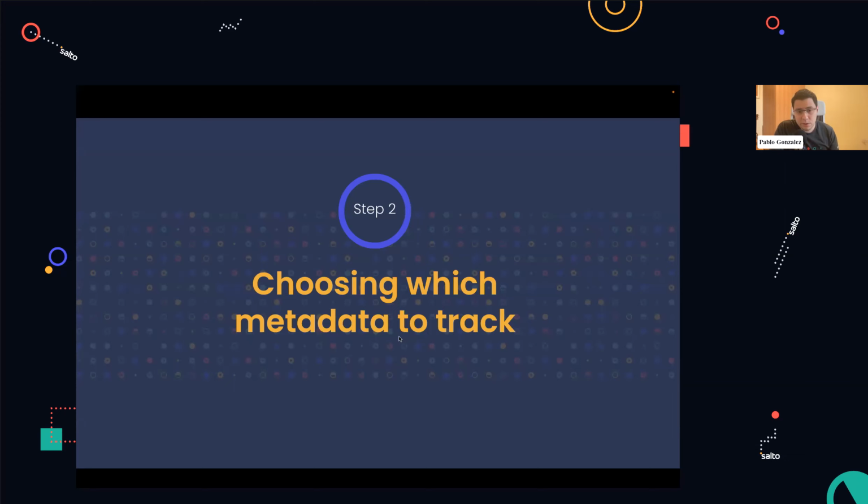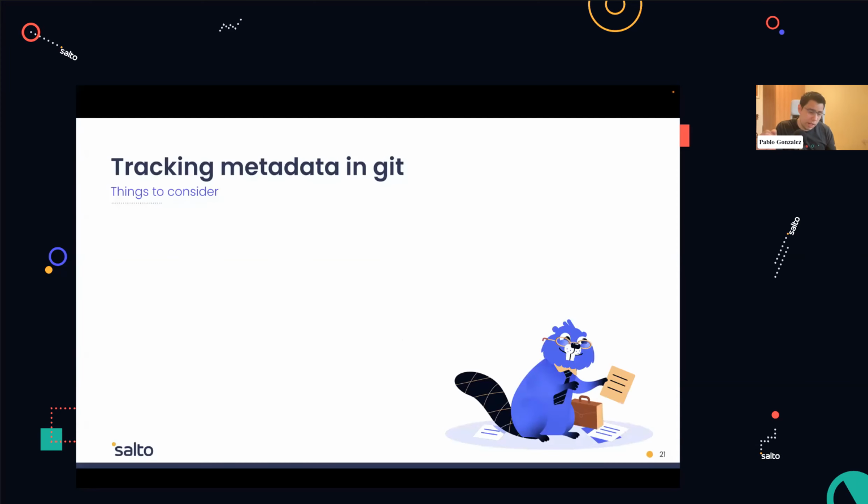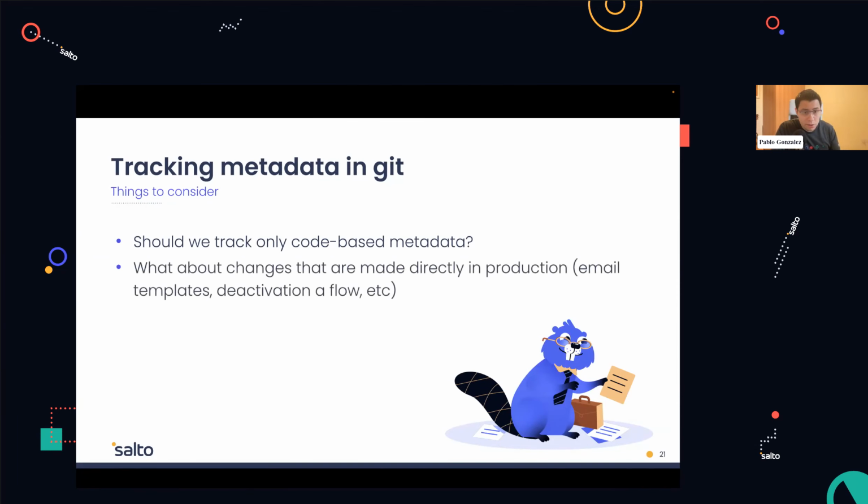Okay, so the next step is choosing which metadata to track. So at the core of a Salesforce deployment pipeline is having your Salesforce DX project stored in Git. And so you need to decide, what are you going to track? Are you going to track only code-based metadata, like, for example, Apex classes, Lightning Web Components, Visualforce pages? Or are you also going to track non-code-based metadata like workflow rules, flows, profiles, etc.? Also, what about changes that you make directly in production?